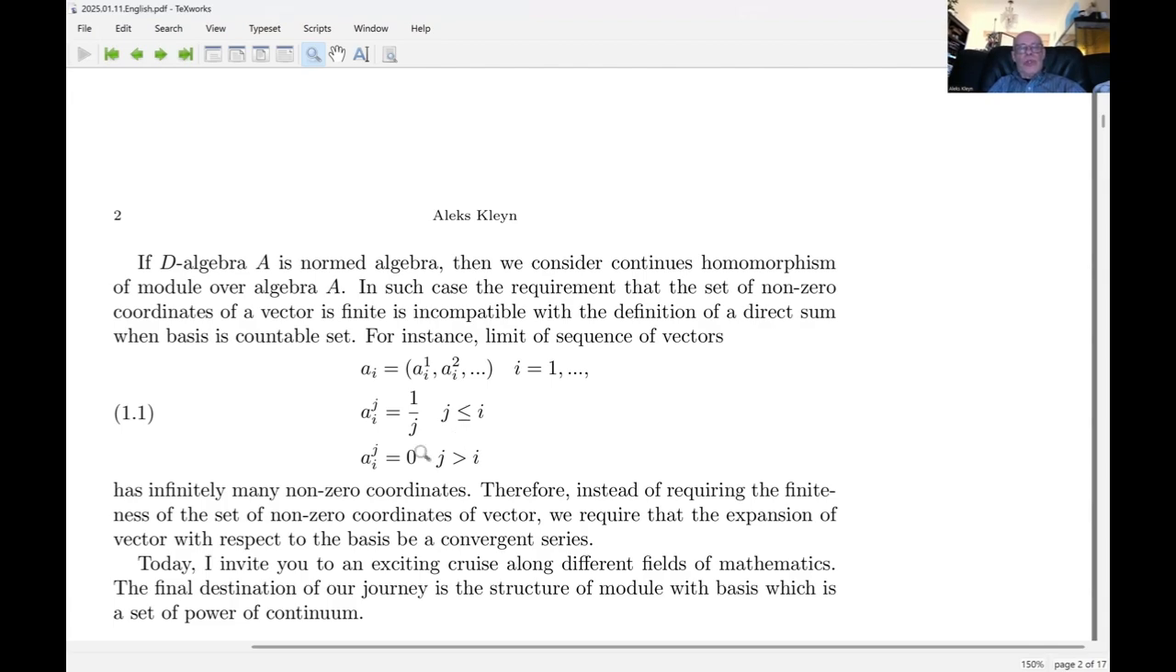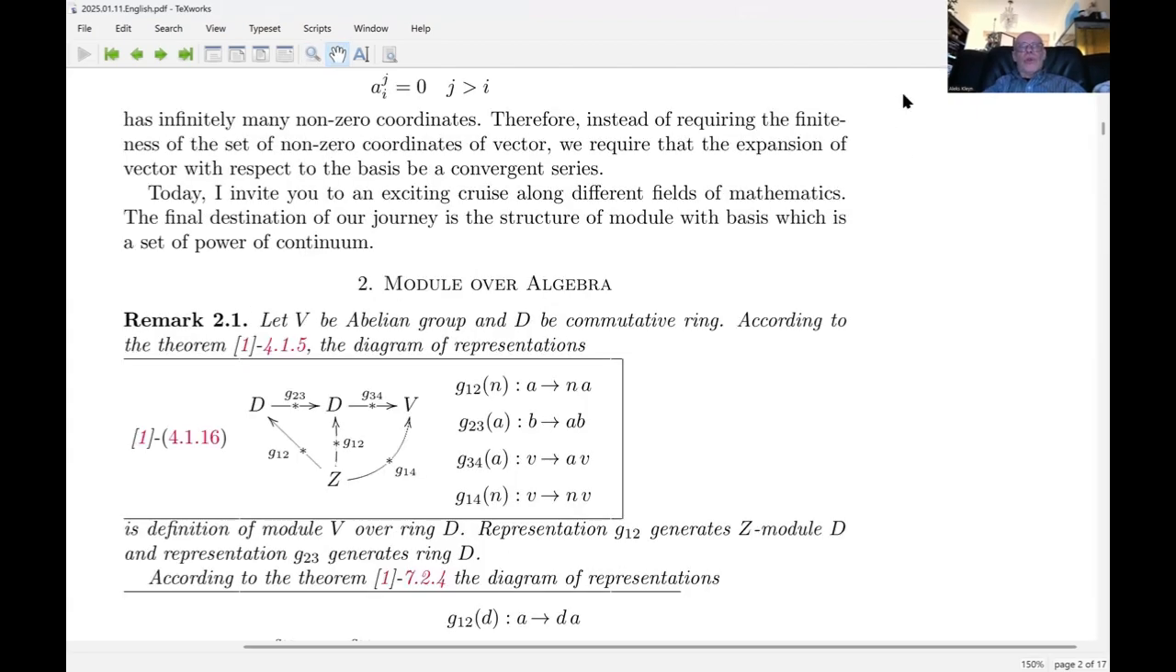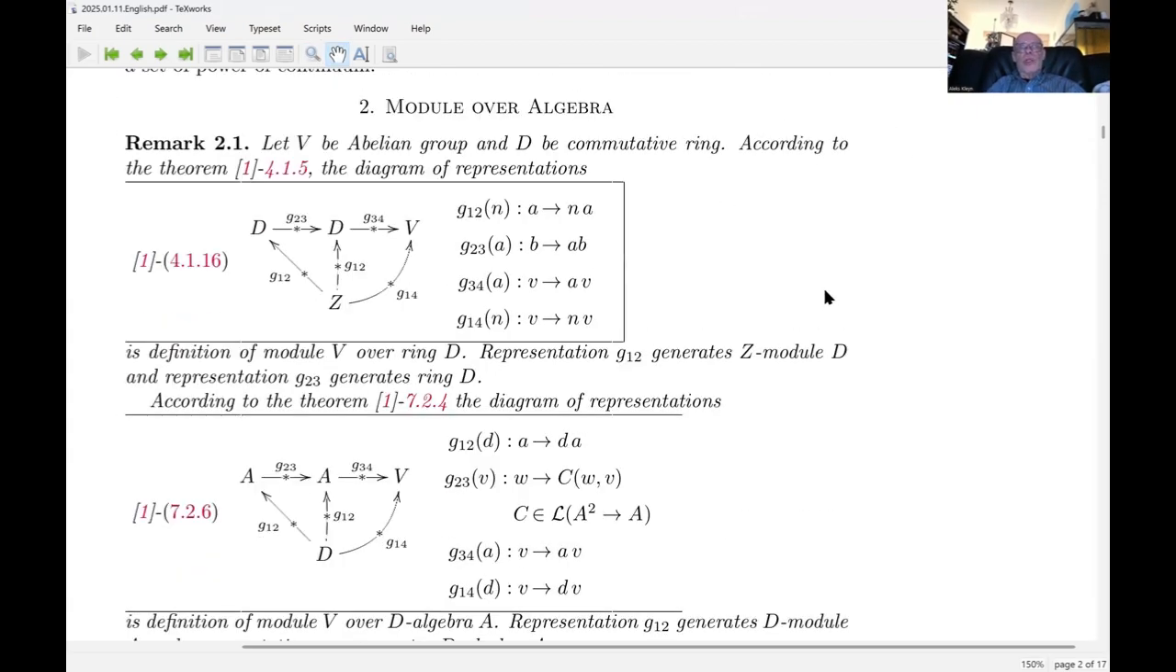Today I invite you to an exciting cruise along different fields of mathematics. The final destination of our journey is the structure of model with basis, which is a set of power of continuum. Our first stop is model of algebra.